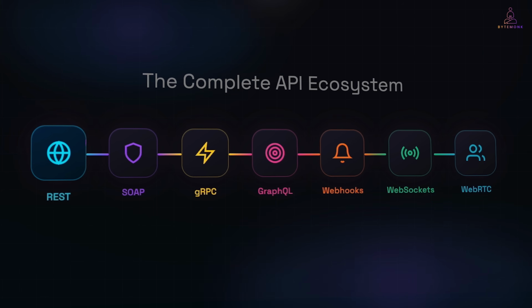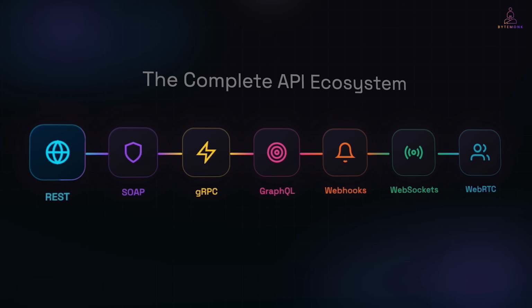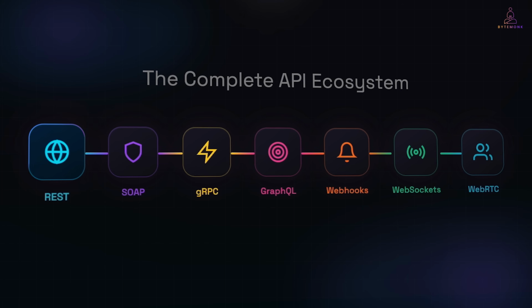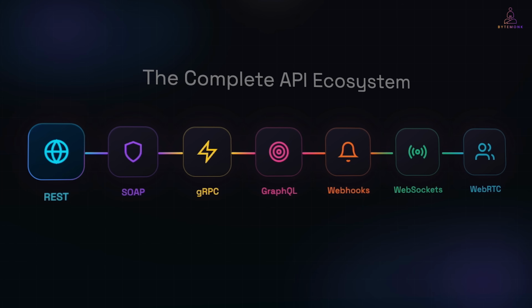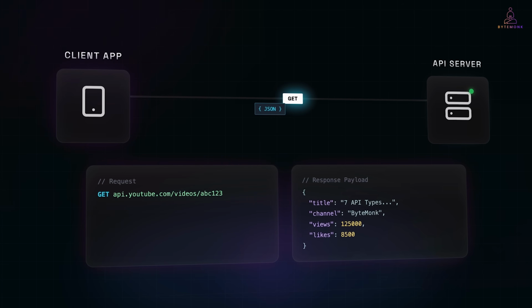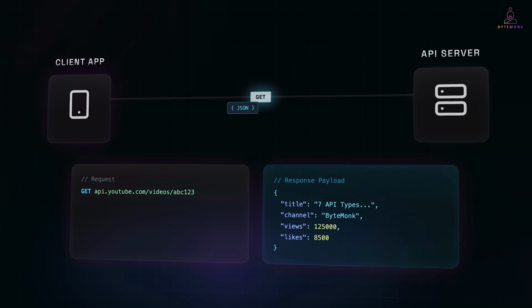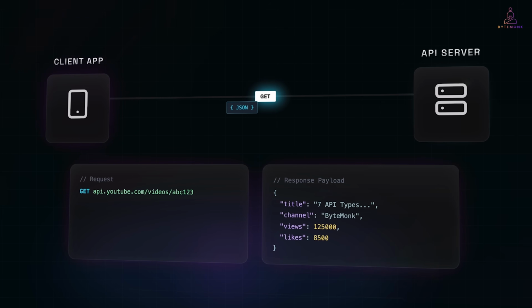Let's start with REST, the one you have definitely heard of. REST stands for Representational State Transfer. It's just a pattern for how computers talk over the internet using HTTP methods. So when you open a video on my channel ByteMonk, your app needs to fetch data. It sends a GET request, and you get back JSON with everything about that video. That's a GET request, fetching data.